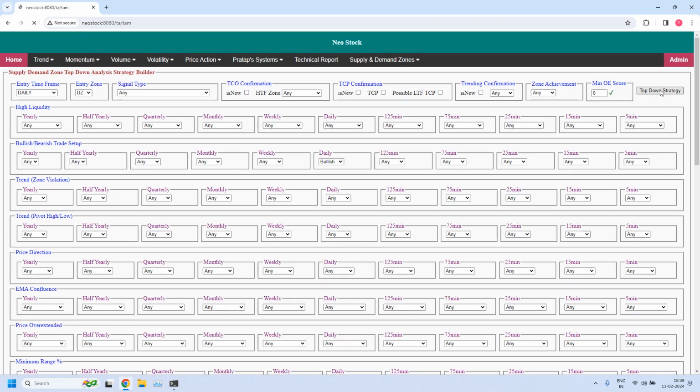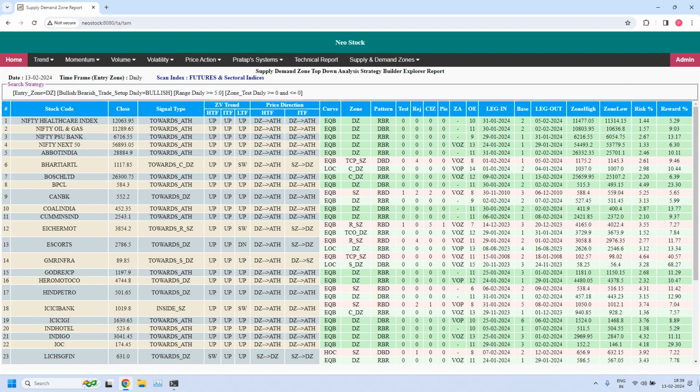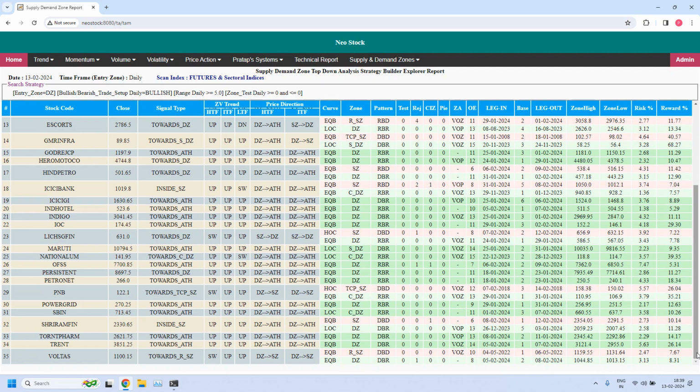Now let us filter. Now the list is further reduced. Let me scroll down. Now 35 stocks are filtered. From 48, the list has come down to 35. So all these 35 stocks are supporting bullish trade setup. All these stocks are having freshness, with the zone test count as 0. And also all these stocks are having a minimum 5% reward.